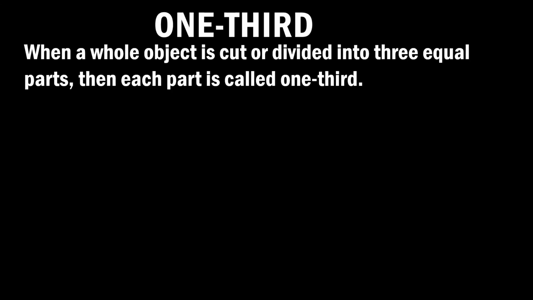Like one half, when a whole object is cut or divided into three equal parts. For one half, we divide an object into two equal parts. For one third, we divide an object or cut an object into three equal parts. Then each part is called one third.